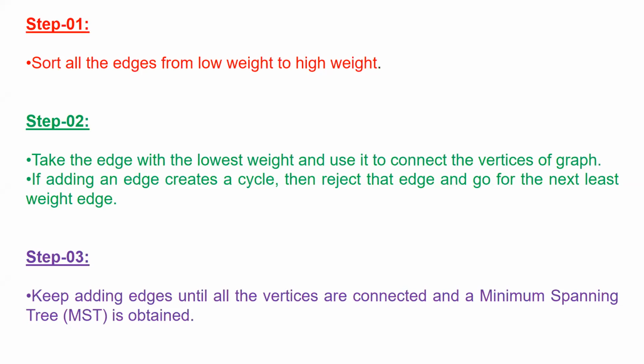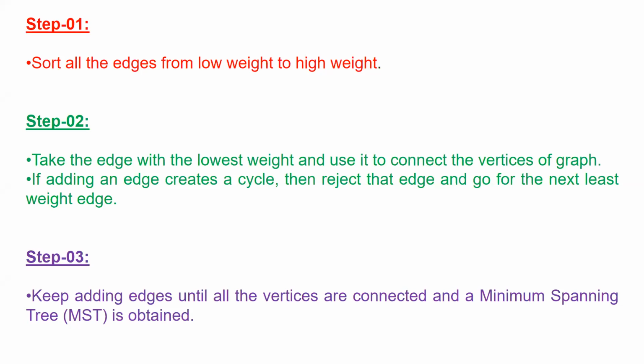Then you must repeat these steps. What is step 3? Keep on adding edges, meaning you must repeat step 2 until all the vertices are connected and a minimum spanning tree is obtained, MST in short. So this is the simplified stepwise approach for Kruskal's algorithm.